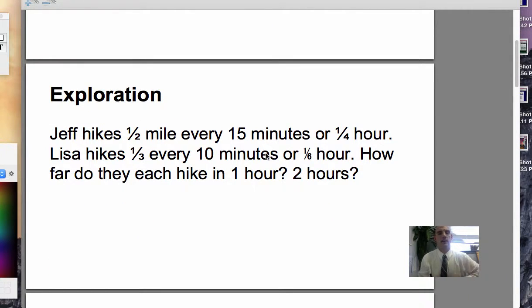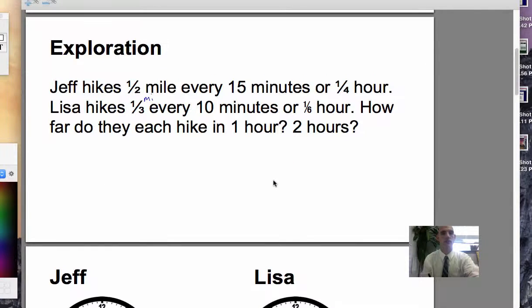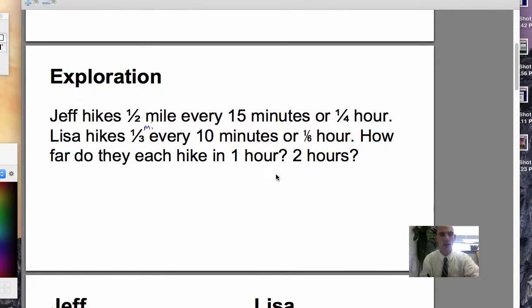Jeff hikes a half mile every 15 minutes or a quarter of an hour. Lisa hikes 1/3 mile every 10 minutes or 1/6 of an hour. How far do they each hike in 1 hour? Well, what we're looking at here is a problem that involves us looking at their rates of hiking.